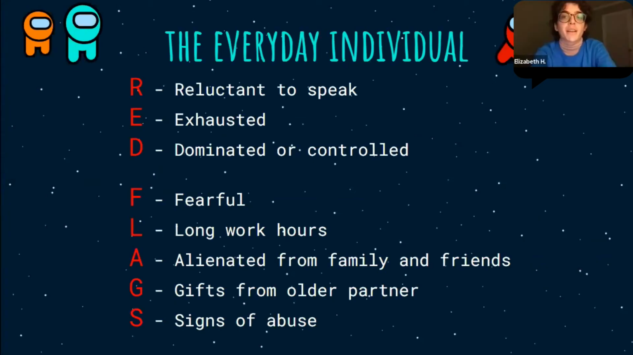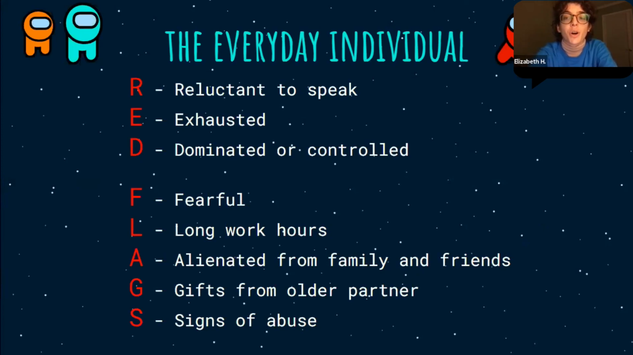So although there are some additional signs for human trafficking, here's a helpful acronym, red flags. So the first one is being reluctant to speak. The victim may remain quiet when spoken to or may be fearful of speaking for themselves, and the trafficker may often speak for them. The next one is exhausted. An exhausted appearance can sometimes be an indication of trafficking.